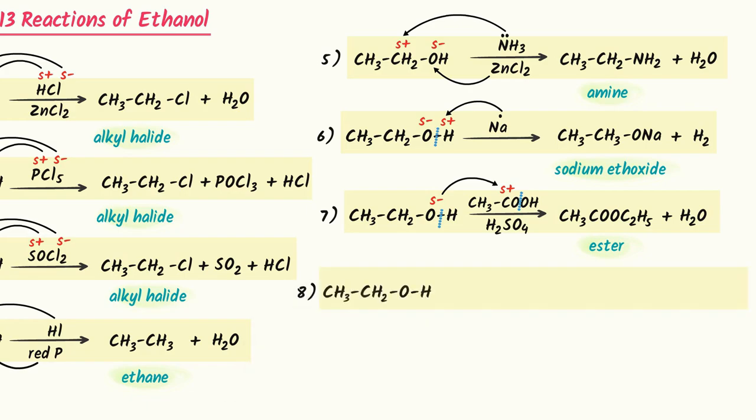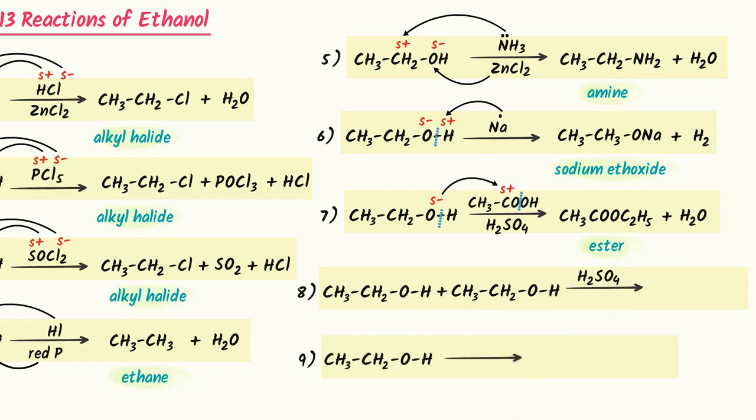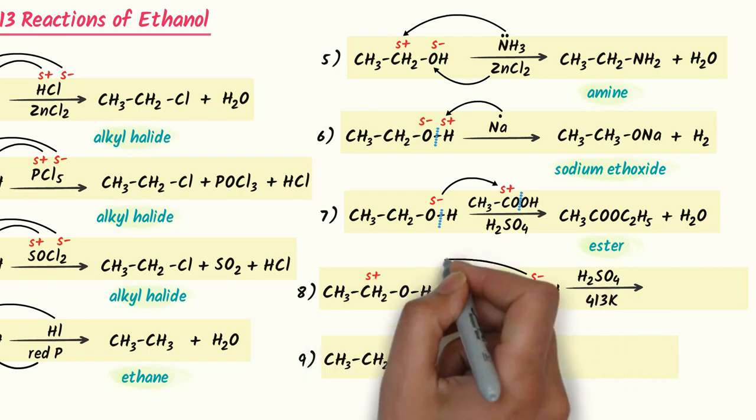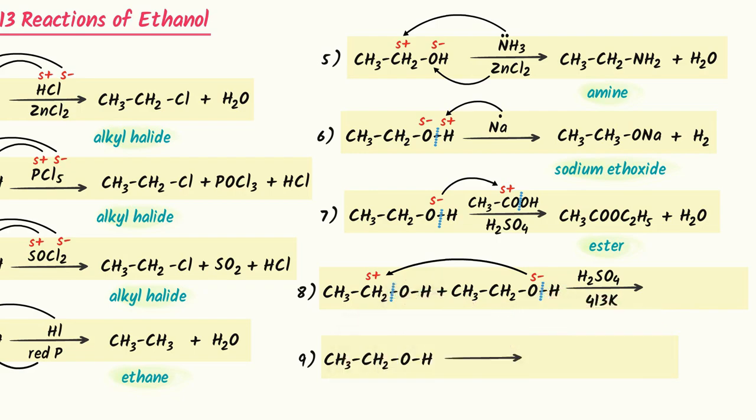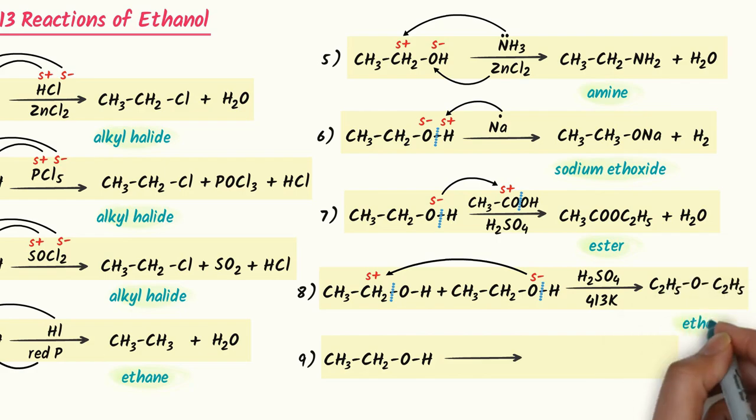Now for the eighth and the ninth reactions, we look at the temperature trap. I take H2SO4 and heat it to 413 Kelvin. At this lower heat, one ethanol molecule acts as a nucleophile and attacks the positive carbon of a second ethanol molecule. They join by an oxygen bridge to create an ether.